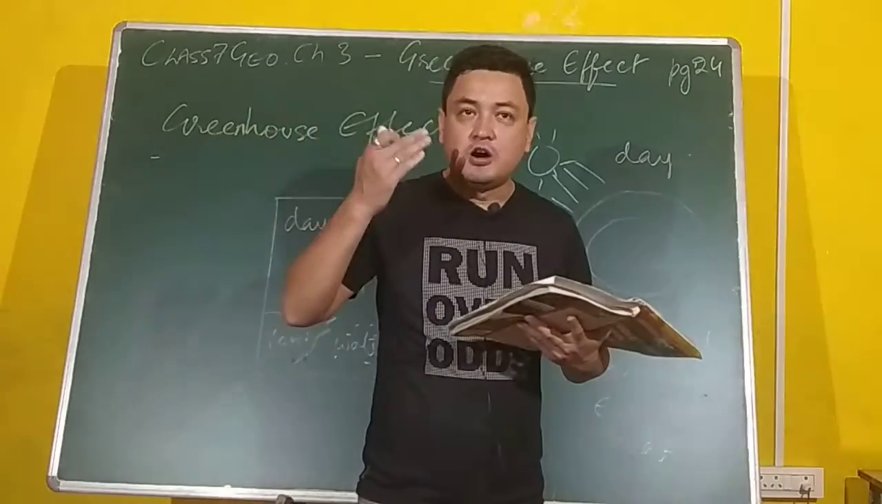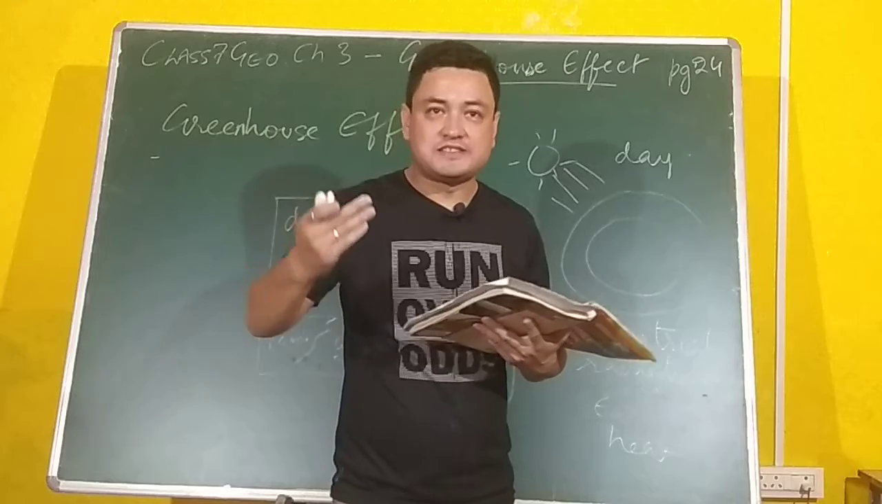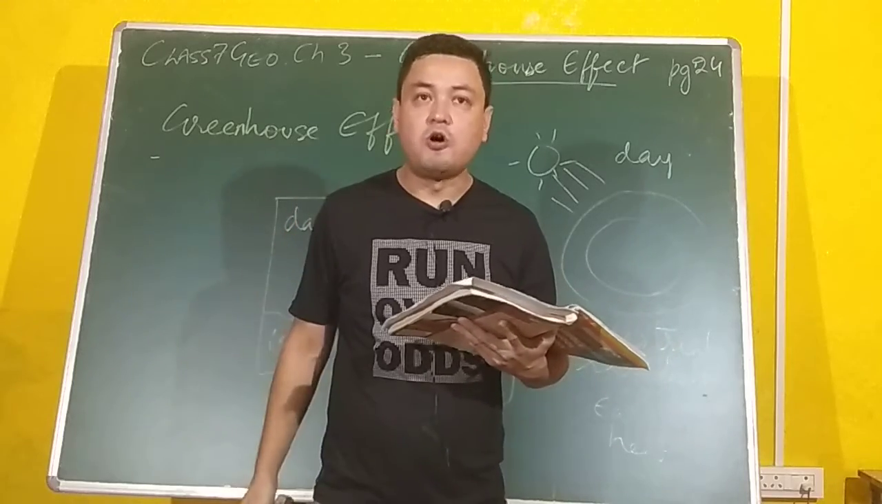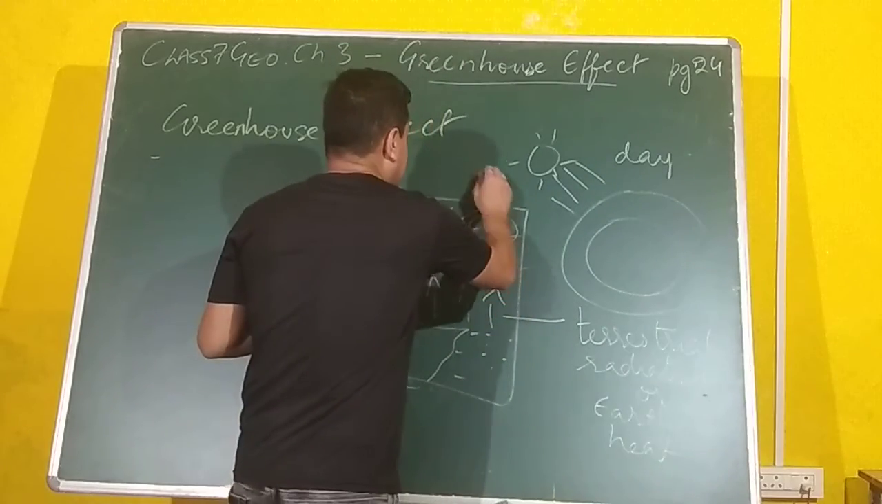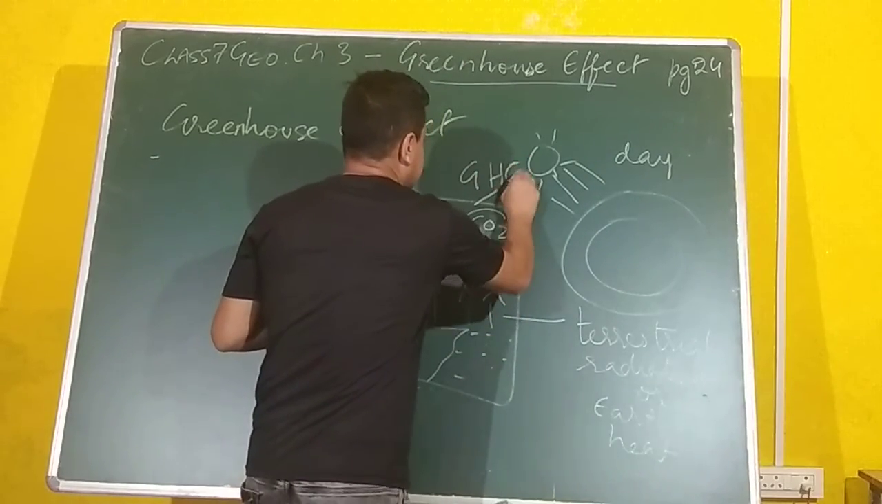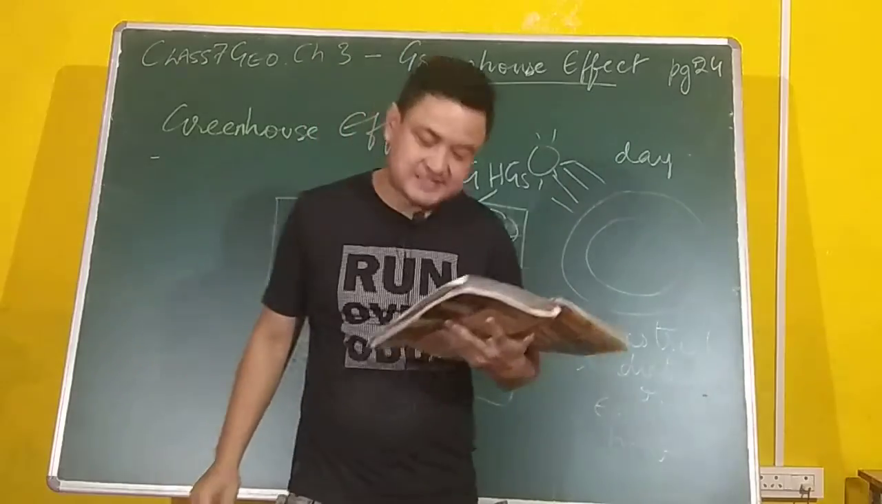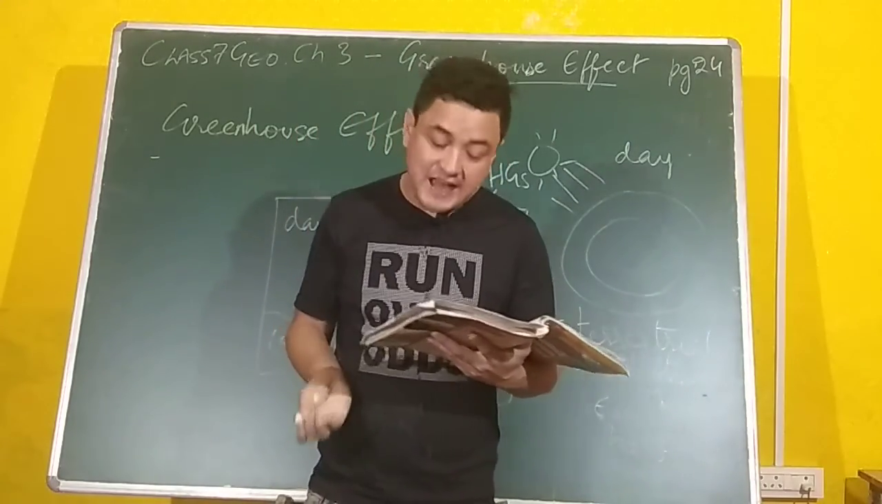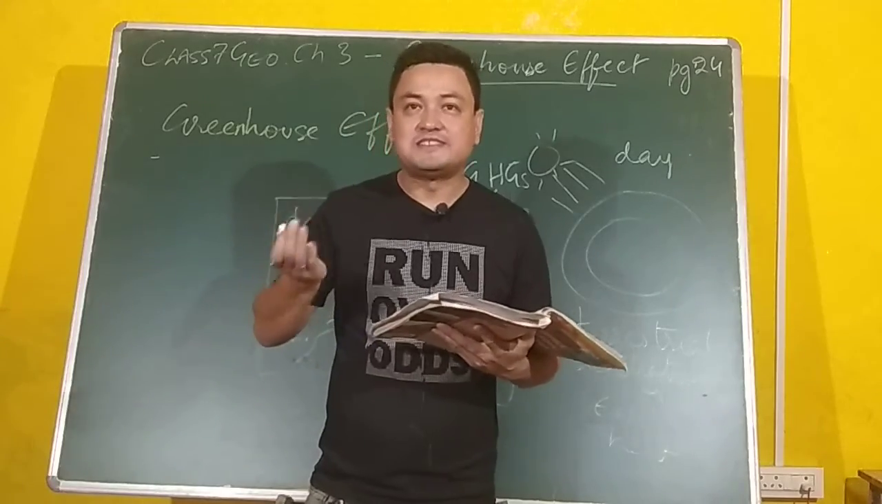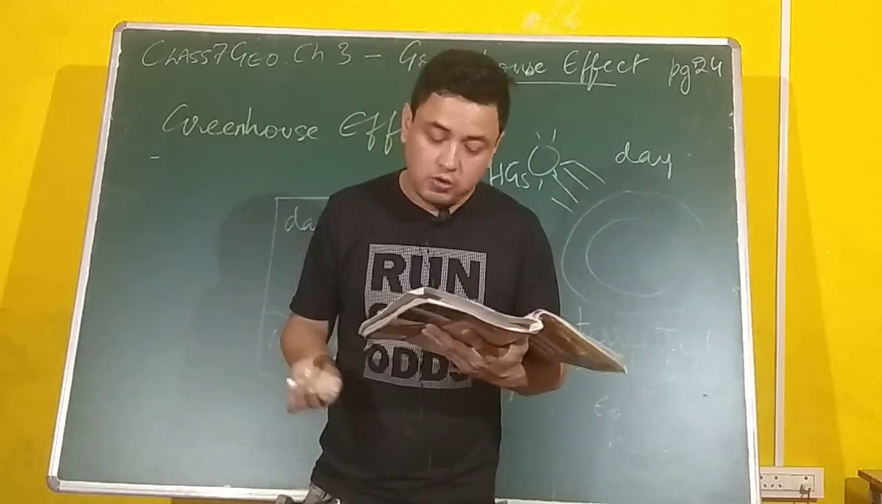The temperature of the Earth has been gradually rising over the past few years all over the world. This is one of the reasons. The reason is greenhouse gases, that is GHGs, which trap the heat of the Earth during the night, and this causes a very slow rise in temperature.